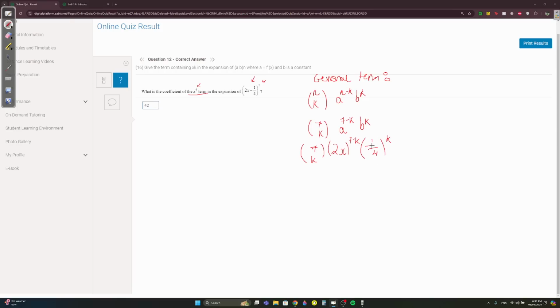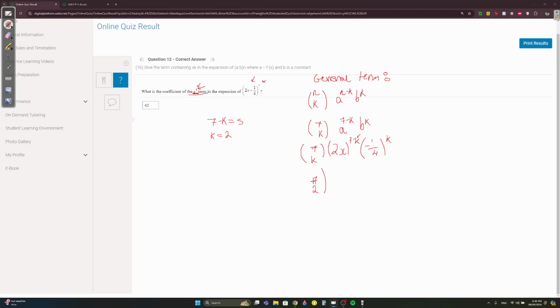We just need to know what our k value is. Remember, I told you when you find your k value, everything becomes easy. We know we have to get 5 here. 7 minus what gets me 5? 2, right? 7 minus 2 gets me 5. So what will my k value be? If 7 minus k, we know I need 5 in my answer. Then we know k equals 2.